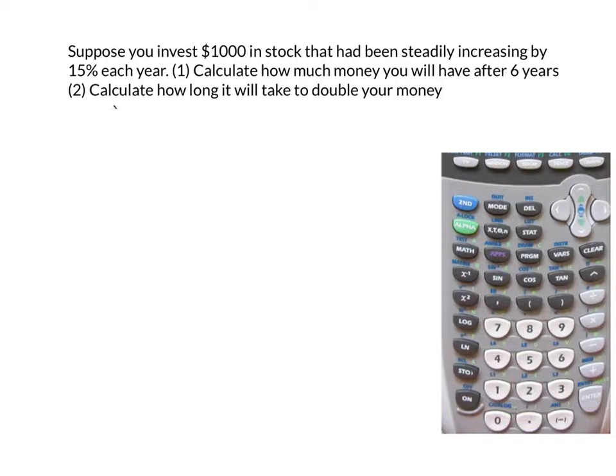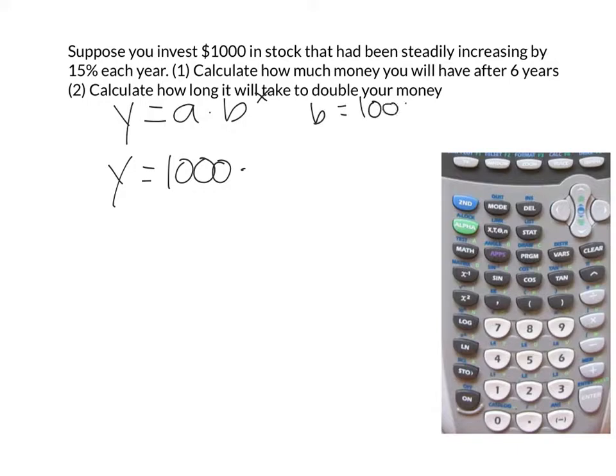So if you remember, all of these are going to be in some form of y equals a times b to the x. So if you imagine, suppose you invest $1,000 in stock that had been steadily increasing by 15% each year. So A here is going to be my initial amount, which is 1,000, times my multiplier. And so remember, to get B, I need to take 100%, add 15% to it, and I get 115%. So my multiplier is in fact 1.15 to the x.